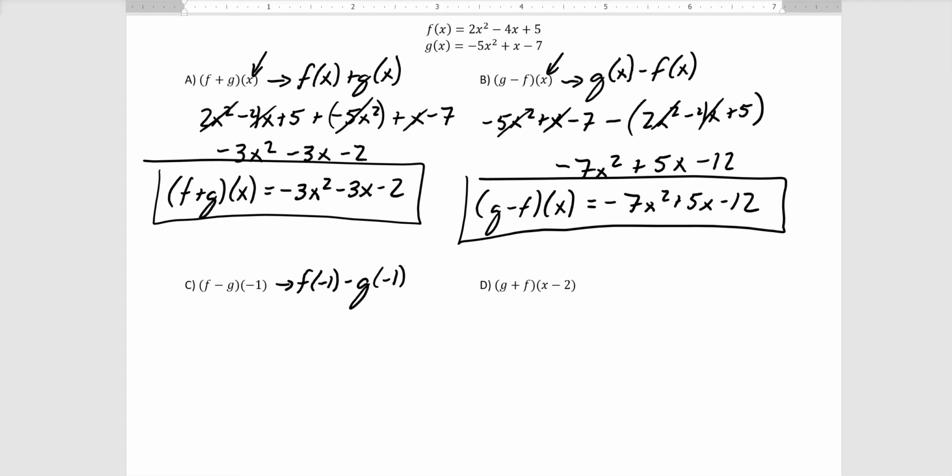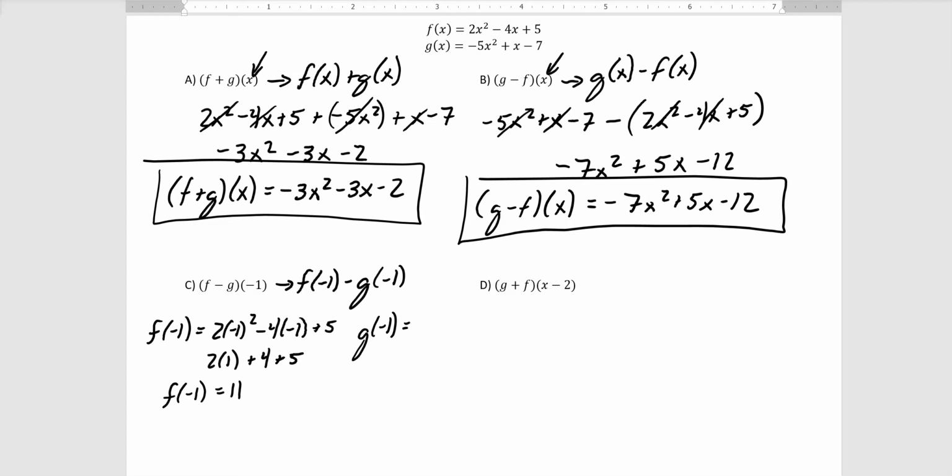So f of negative 1 is 2 times negative 1 squared minus 4 times negative 1 plus 5. So negative 1 squared will become 1, so this will become 2 times 1. Negative 4 times negative 1 is positive 4, and then plus 5. So this will become 2 plus 4 plus 5, so we can know that f of negative 1 equals 2 plus 4 is 6, 6 plus 5 is 11. Now we can do g of negative 1.